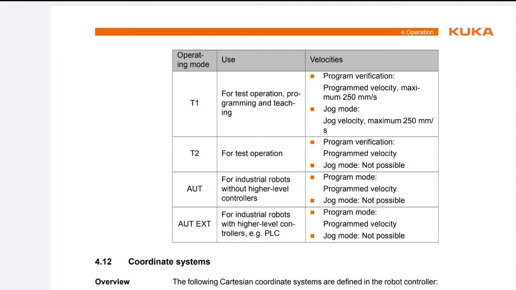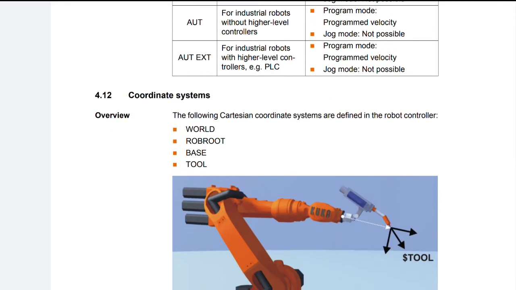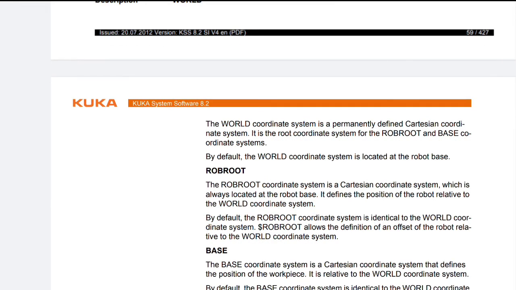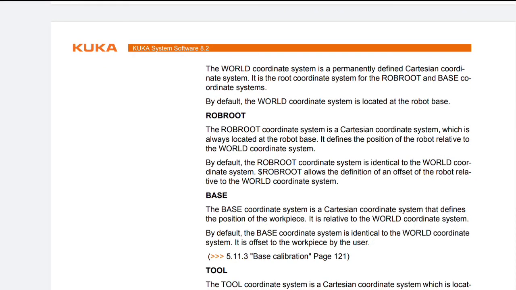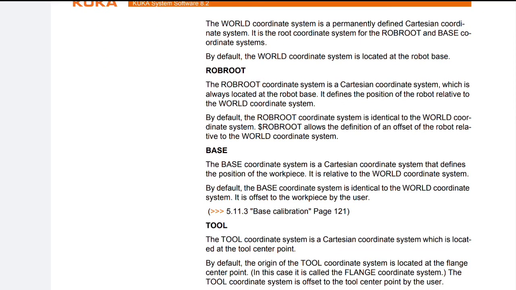Next is coordinate systems. Overview: the following Cartesian coordinate systems are defined in the robot controller: world, robroot, base, tool. Overview of coordinate systems. Description: world. The world coordinate system is a permanently defined Cartesian coordinate system. It is the root coordinate system for the robroot and base coordinate systems. By default, the world coordinate system is located at the robot base.